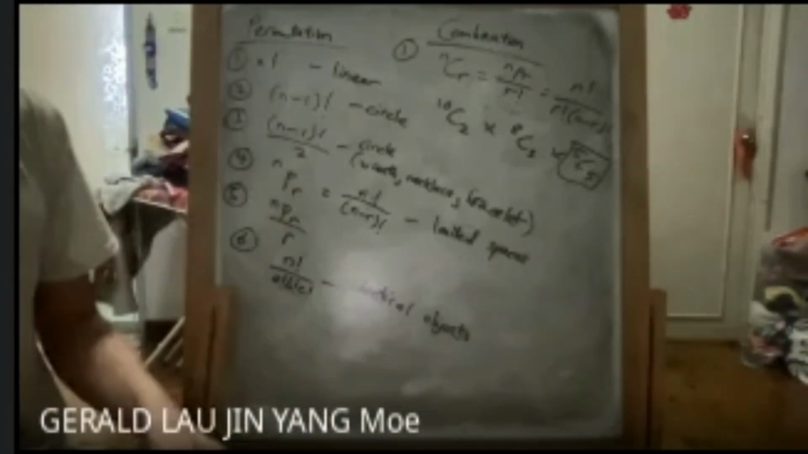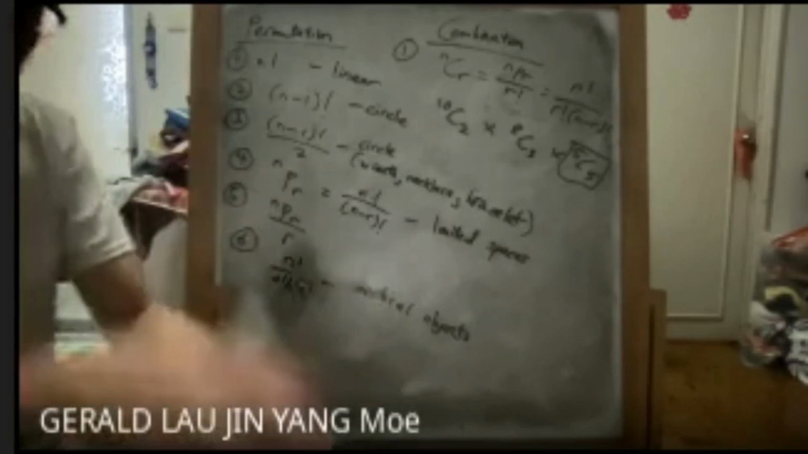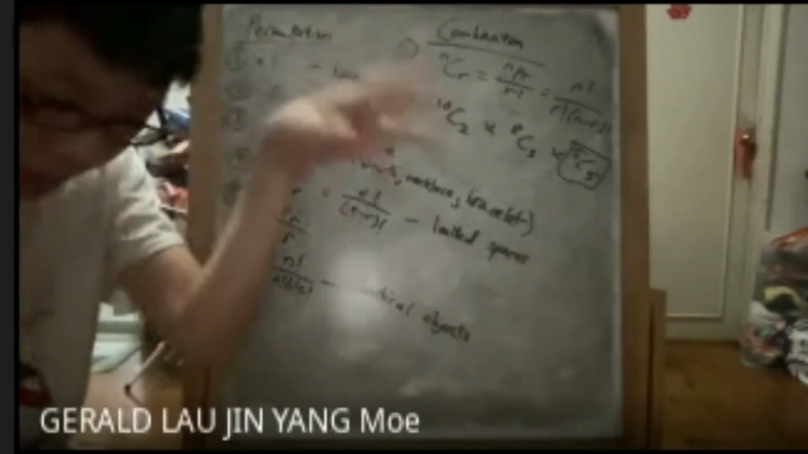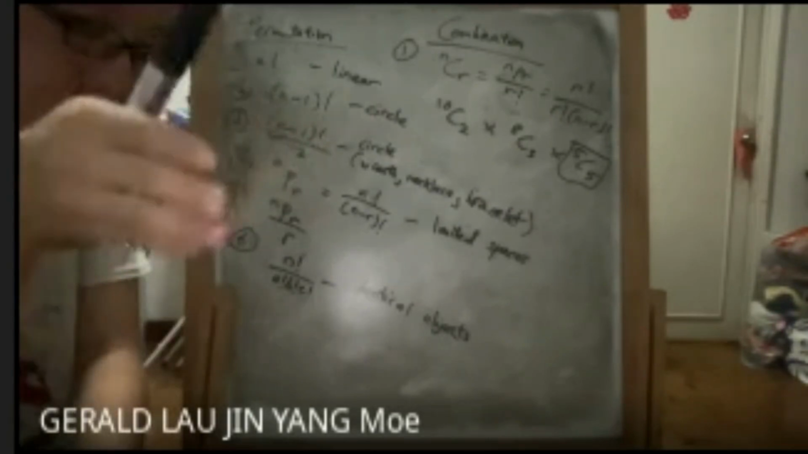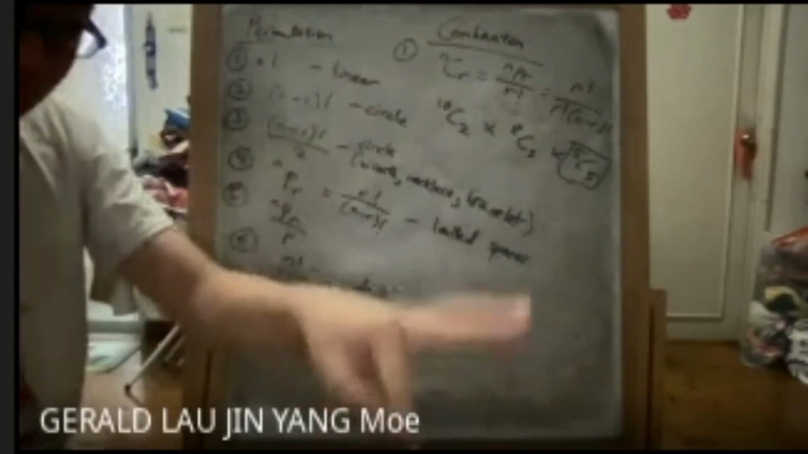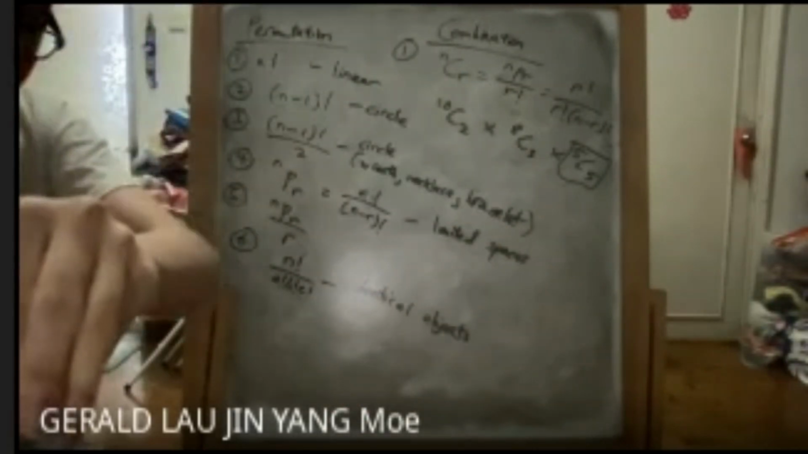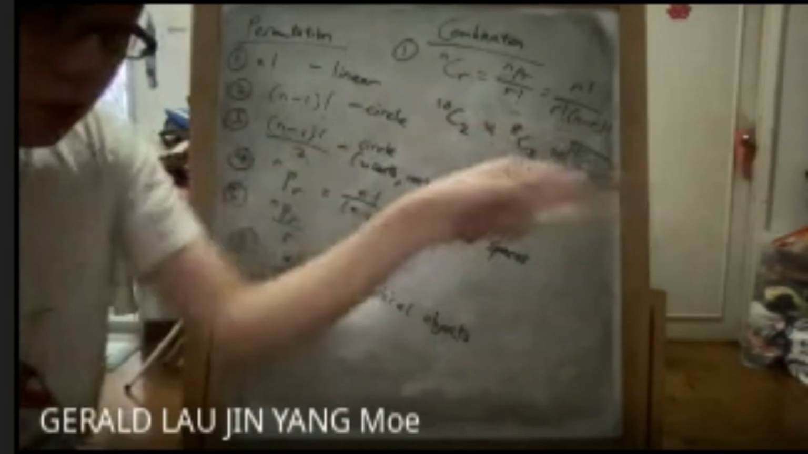I repeat again. You have 10 students. Imagine yourself as the class monitor. You have 10 students and you want to move them into 3 groups. The first group is 2 people, the second group only 3 people, the third group is 5 people. So out of these 10 people, you ask 2 people to go into group 1.